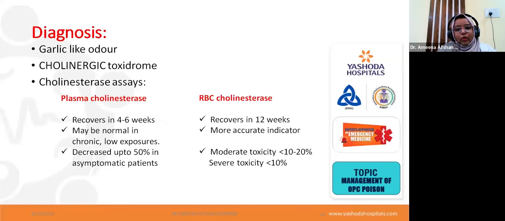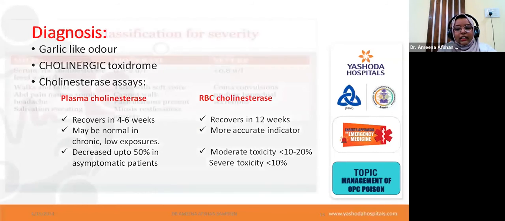There are 2 types, plasma cholinesterase and RBC cholinesterase. Plasma cholinesterase recovers within 4 to 6 weeks. It may be normal in chronic and low exposure and decreased in 50% of asymptomatic patients. Whereas RBC cholinesterase recovers in 12 weeks. It is a very accurate indicator. In moderate toxicity, it is decreased to 10 to 20%, whereas in severe toxicity, it is less than 10%.